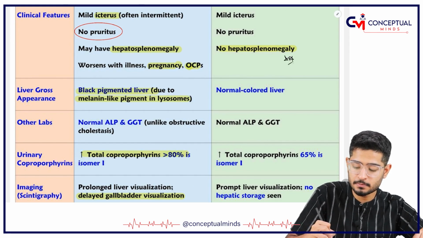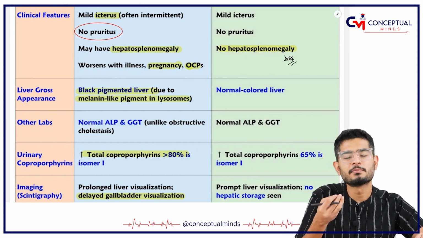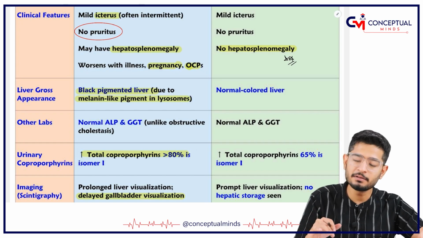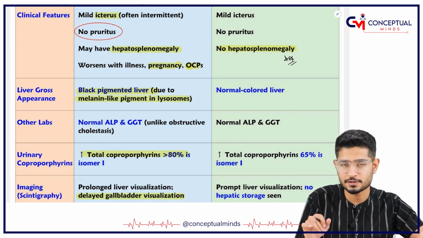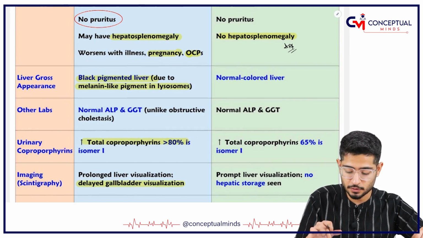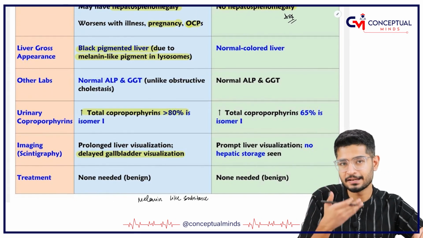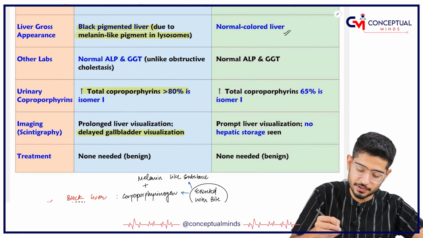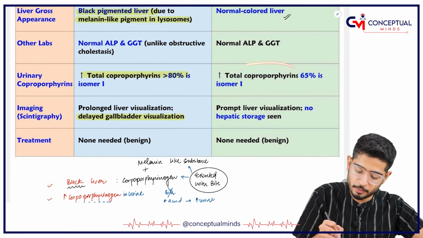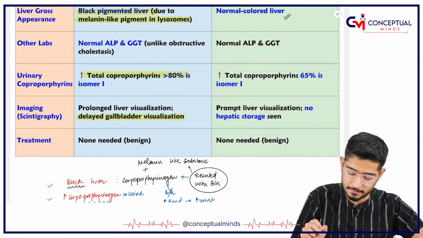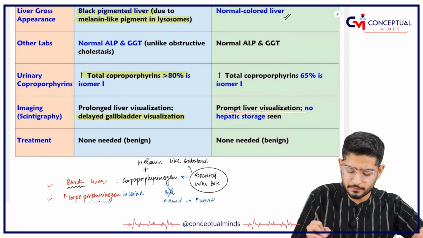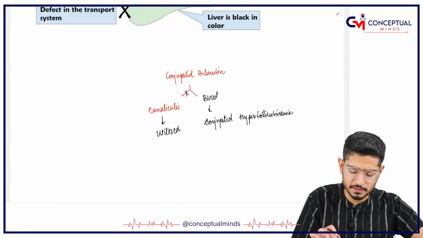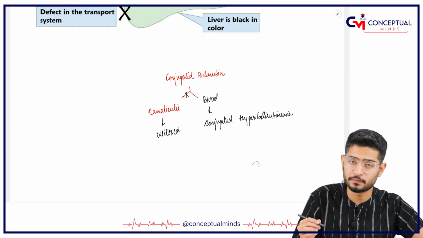Okay, because the major amount of bilirubin is going away, just because the reuptake is less, some amount is going to be there in the blood vessels, but not enough to increase the size of the liver and the spleen. So no hepatosplenomegaly. And of course, the canalicular system is proper, so there is no dark colored liver, there is a normal colored liver. ALP, GGT are anyways going to be normal. The total porphyrins are actually increased, but not very much increased. Okay, prompt liver visualization, no problem. And in both of the conditions, Dubin-Johnson and Rotor, they are benign conditions and do not require much treatment.